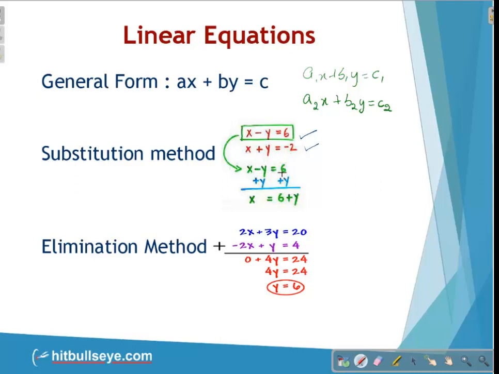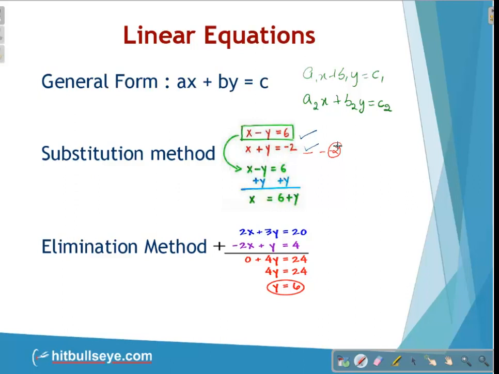We have x minus y equals to 6, which I have taken one of the equations. I have taken plus y both sides for substituting the value of x, and I have derived the value of x in terms of y as x is equals to 6 plus y. Now what I'm going to do is I'm going to replace this value of x in my second equation. I'm referring second equation to this equation.